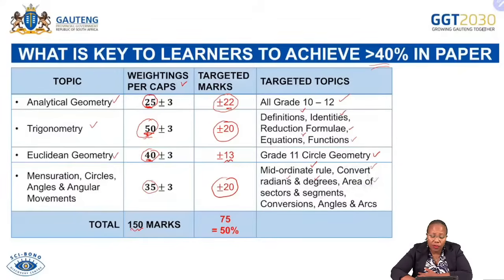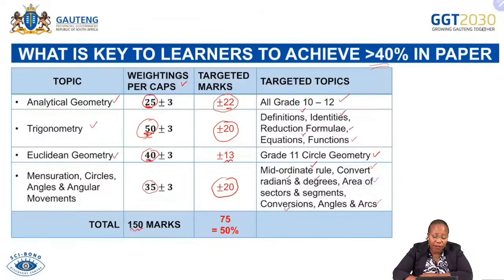And then you must know your conversions, grade 12, converting degrees to radians, converting your hours to minutes and to seconds. You must be able to convert your units, meters to kilometers, millimeters to centimeters, and so forth. And then angles and the arcs. You must know your angles and arcs.